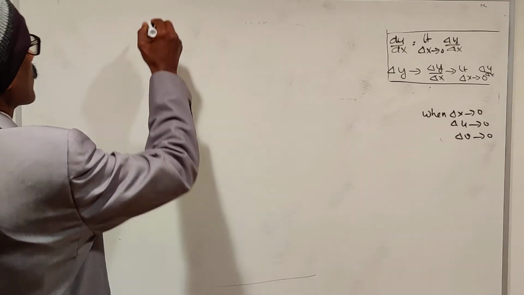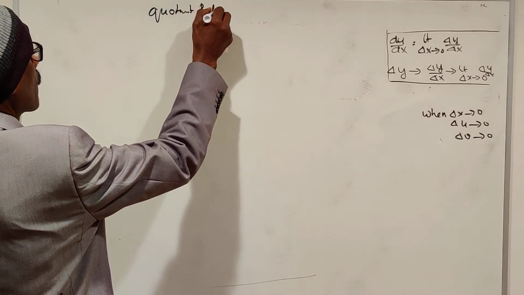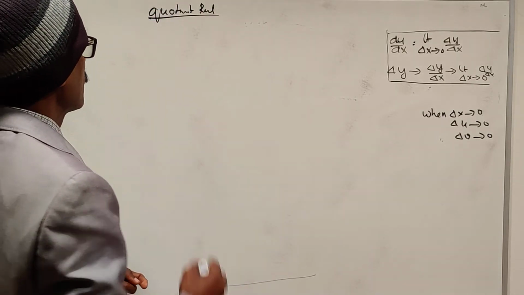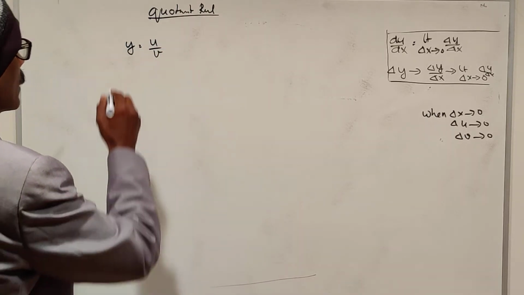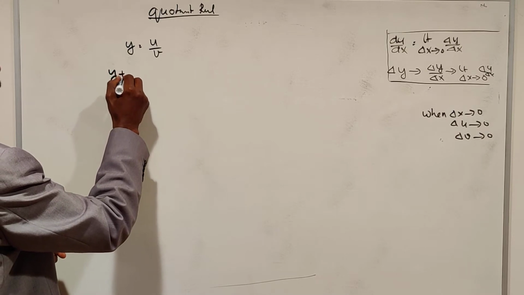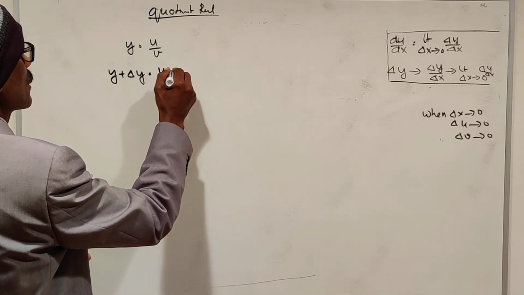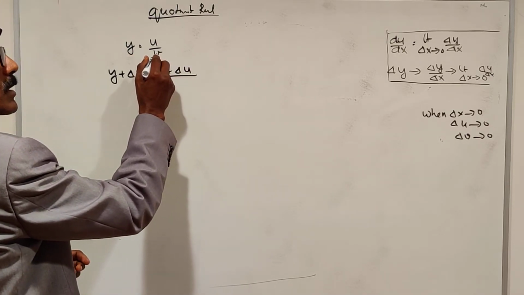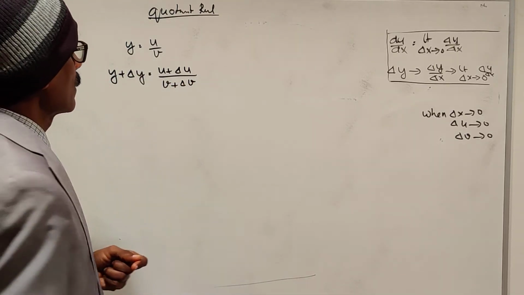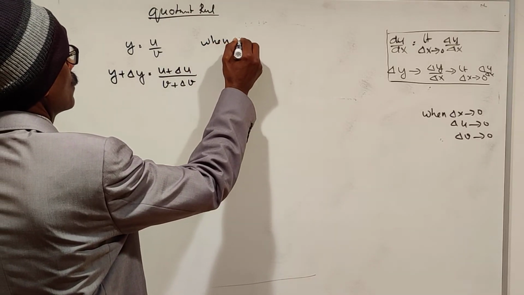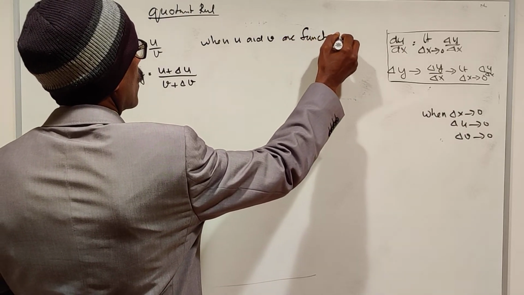Quotient rule. Okay, y equals u by v. I'm going to give an increment on y: y plus delta y equals, the corresponding increment on u is u plus delta u, and the corresponding increment on v is v plus delta v, where u and v are functions of x.